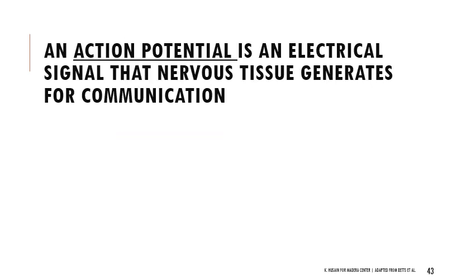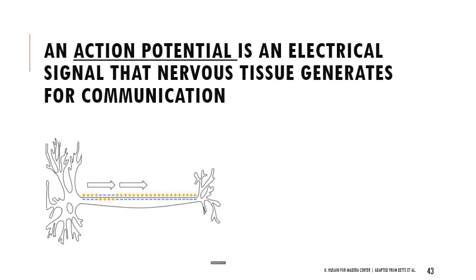Okay, so when we're thinking about an action potential, we can define that as an electrical signal that nervous tissue generates for communication. And if we integrate that image that we saw on the previous slide with the other GIF that we saw on the previous slide, we get something like this. We see that when the signal is first sent from the dendrites through the cell body to that initial segment, it's going to go from negative to positive as we have depolarization, and then repolarization, hyperpolarization, and back to rest.